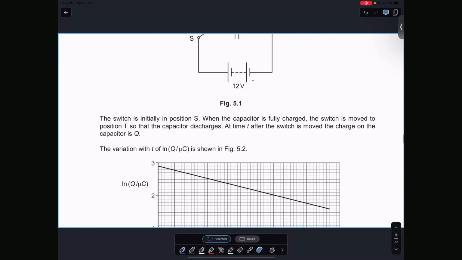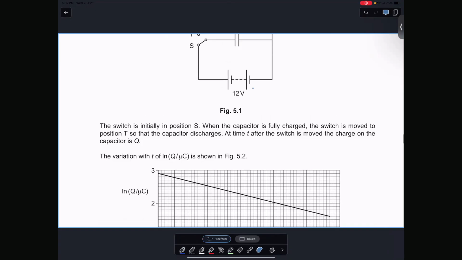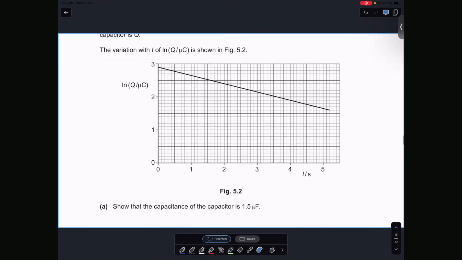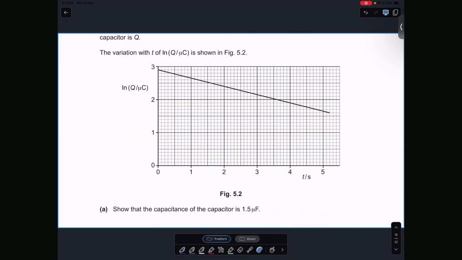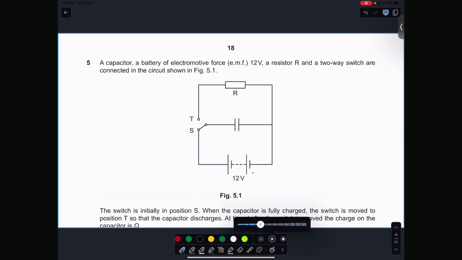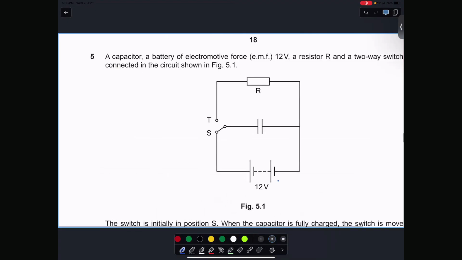Now it says that it's moved to T, and then as time goes by, it discharges. There's the graph given here for ln Q versus T. What is this ln Q graph? It's something we'll learn in a later chapter on radioactivity. This is not physics, it's math. You can convert any curve into a straight line. It's called the linear log. Have you heard of it?